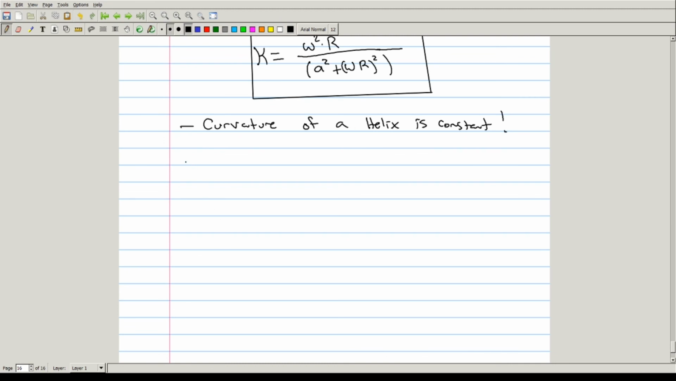By the way, a special case of the helix is the circle when A is 0. And when A is 0, this formula for curvature reduces to kappa being equal to omega squared times R divided by omega R squared, which is omega squared times R squared, or that 1 over R that we used earlier.